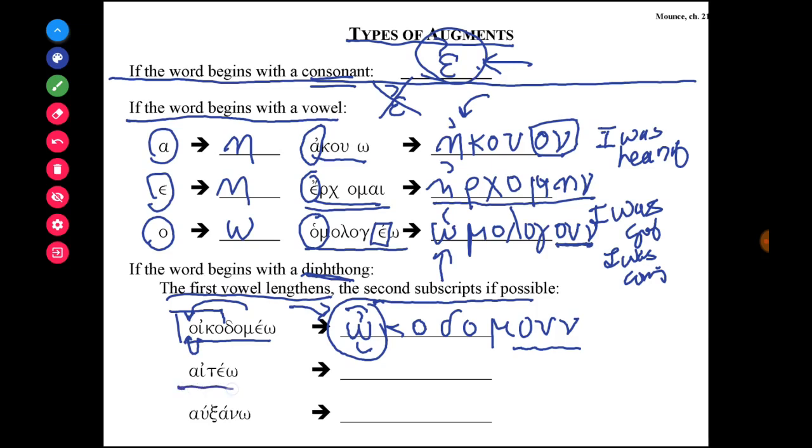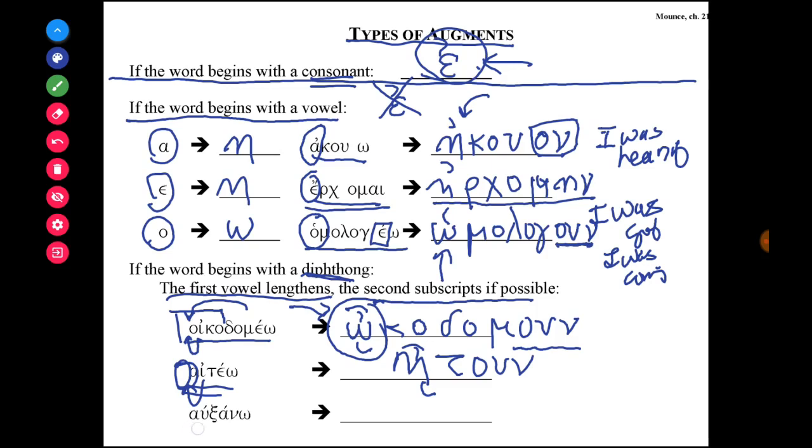What about aiteo, which means I ask? Well, the alpha goes long here. That's eta. The iota subscripts. And then we have etoun, which is I was asking.